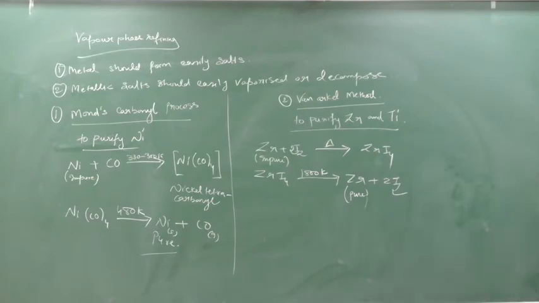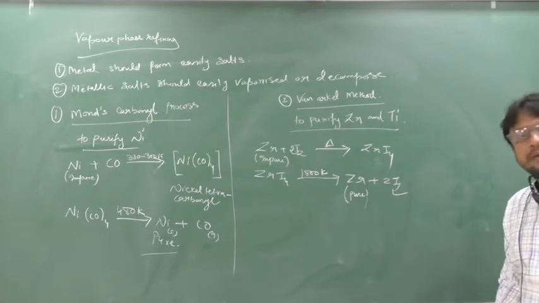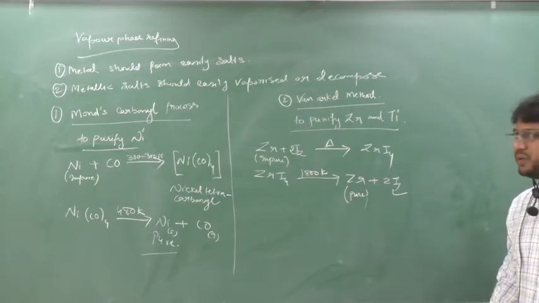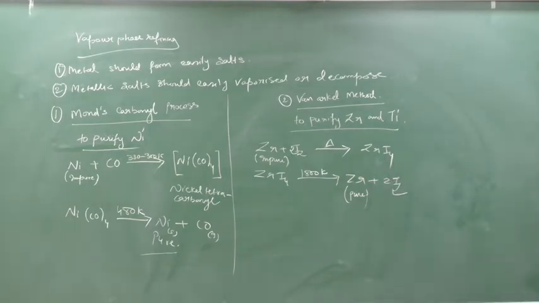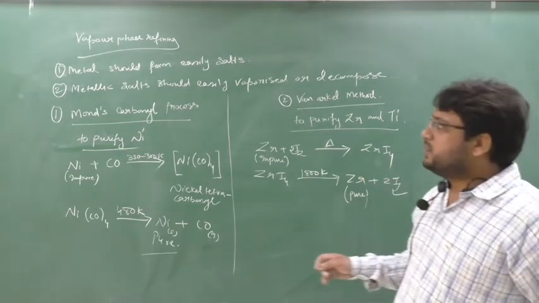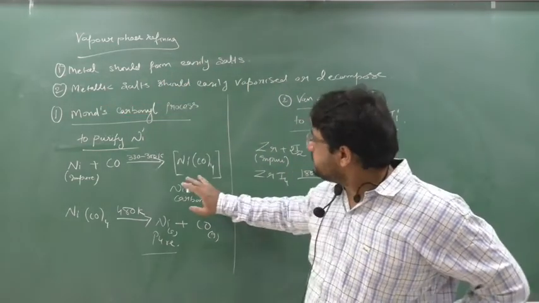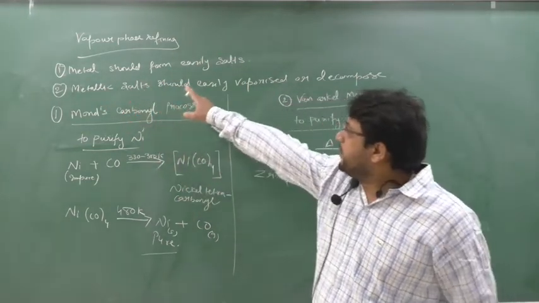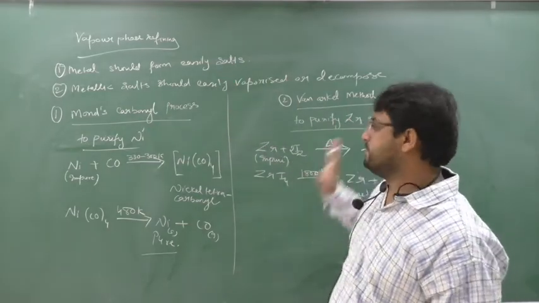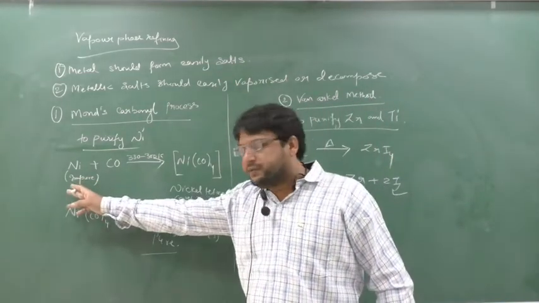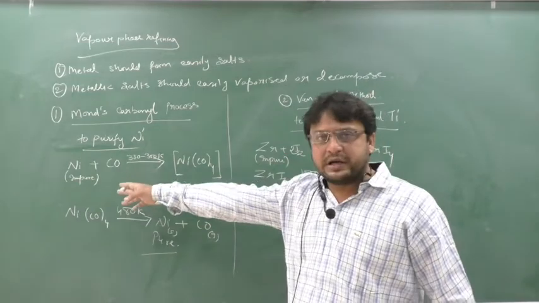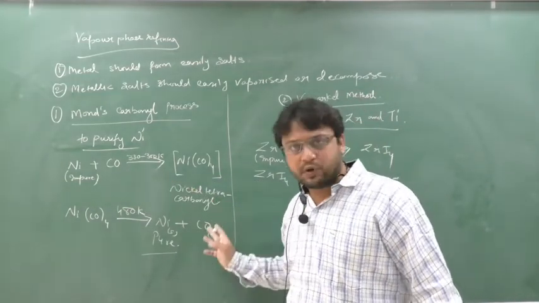If you read your textbook, a number of things are given which are useless, but read it, you will understand it. The main topic based on this is the reactions. So see, in vapor phase refining, the metal should form salts easily, and those metallic salts which are formed should be easily vaporized or decomposed. So you take nickel which is impure, react it with carbon monoxide, and it will form a salt known as nickel tetracarbonyl.